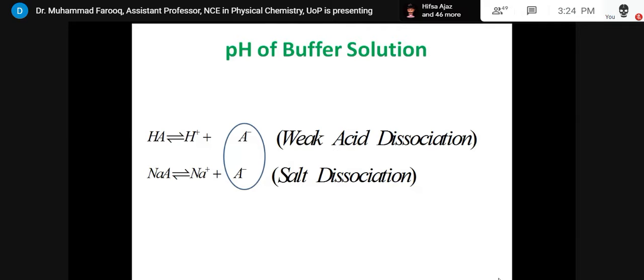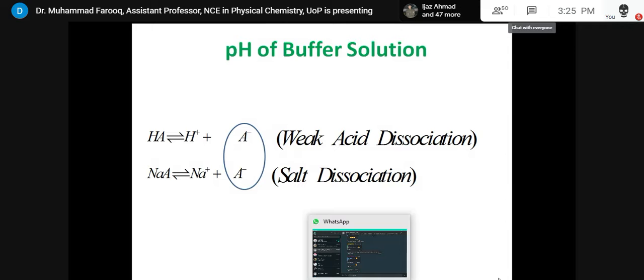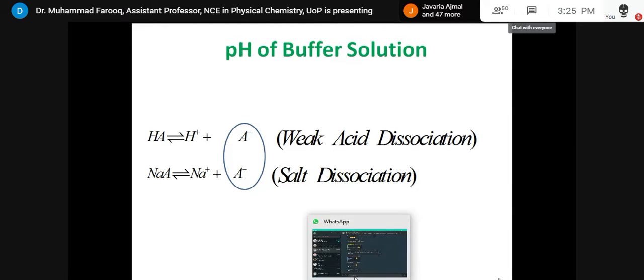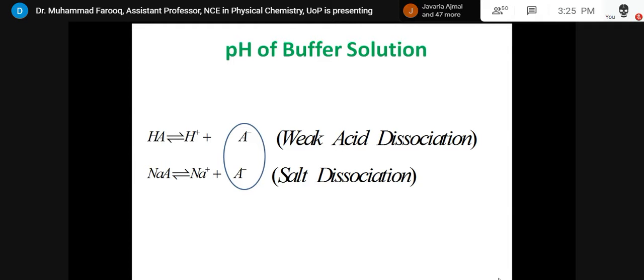This weak acid dissociates, so HA will produce hydrogen ions plus A negative. Again, its salt dissociates, for example NaCl, into Na plus and A negative. In the case of a weak acid, we say it is only slightly soluble, which means it is not fully dissociated. For example, out of 100 molecules, only 3 to 4 will dissociate into ions. Is this clear?